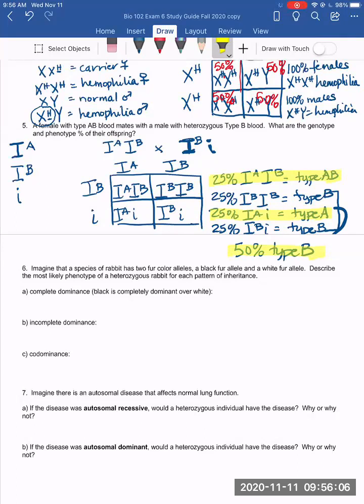Okay, also remember that it is a multiple choice test, but you are going to have scratch paper to write out your answers. So you're going to have to do these crosses on paper and then choose the correct multiple choice answer. Okay, let's go through number 6 and 7 because these are really important too.